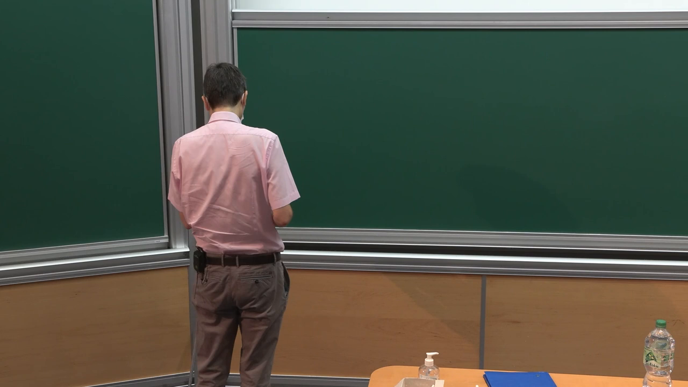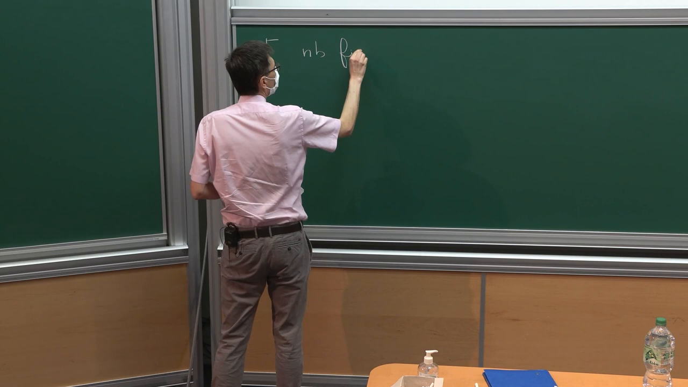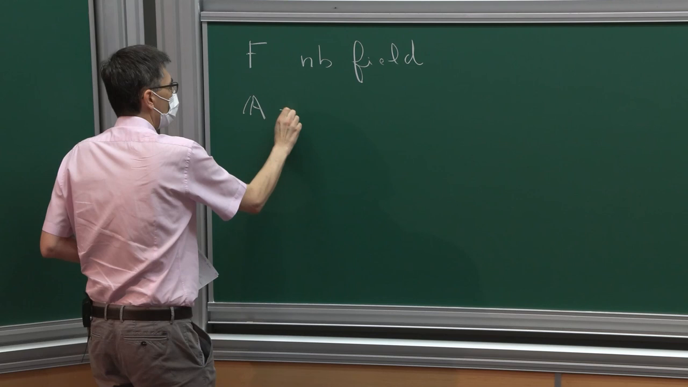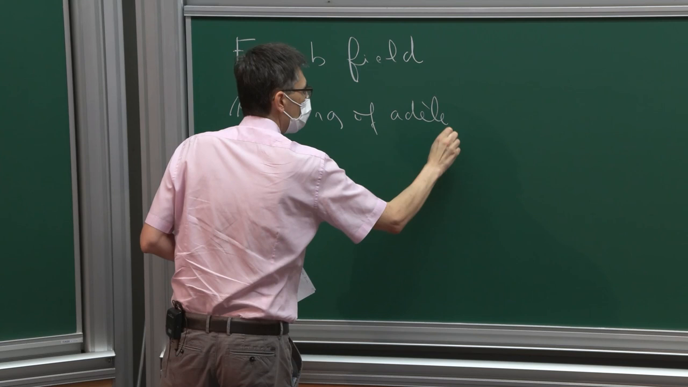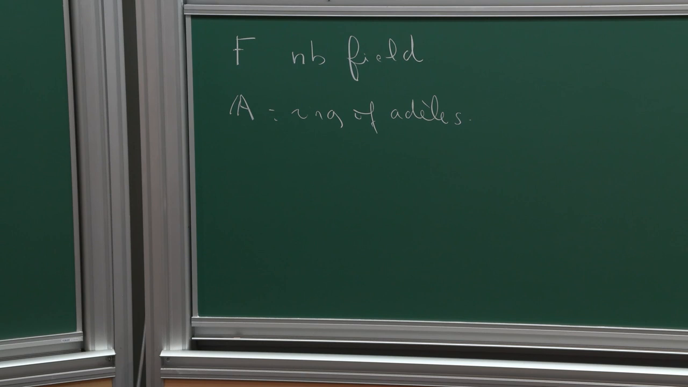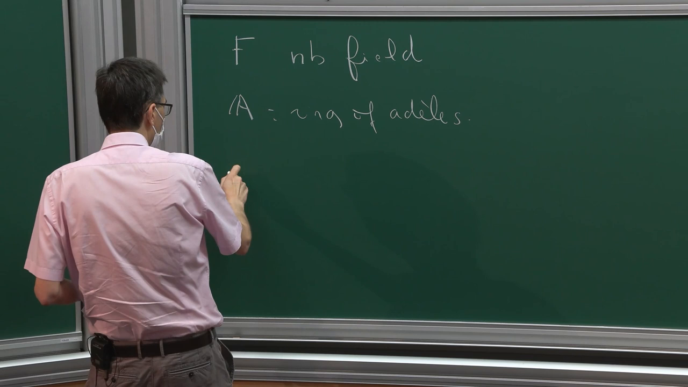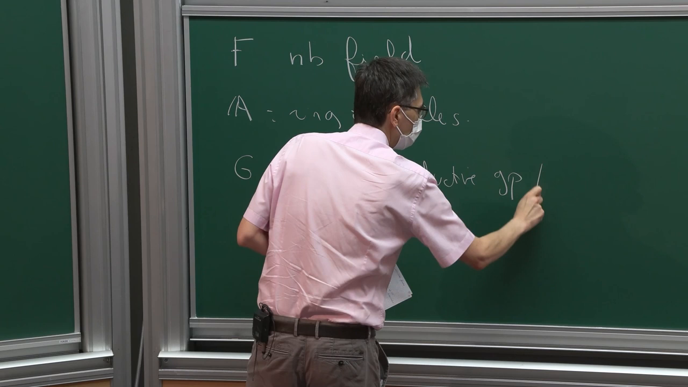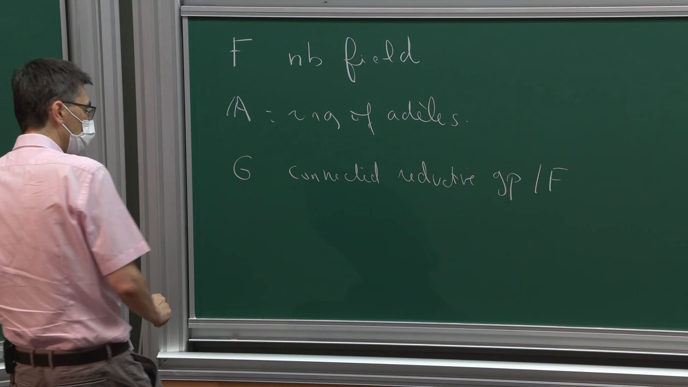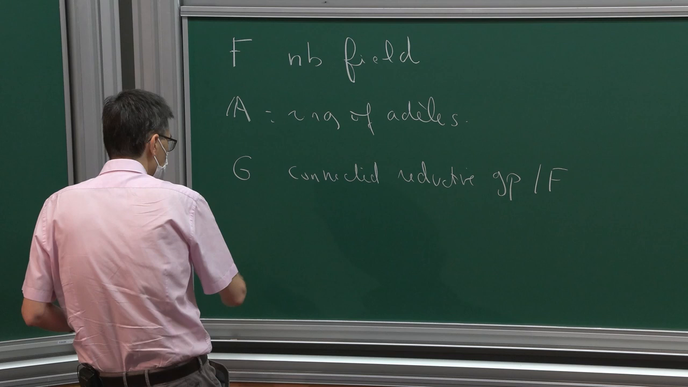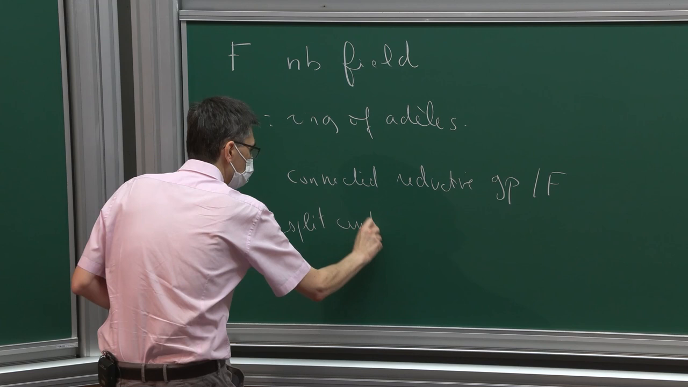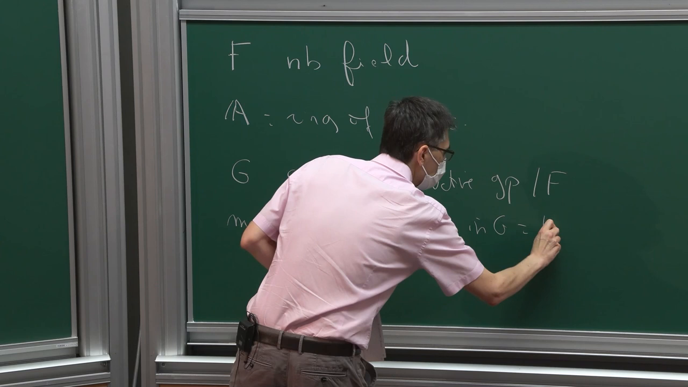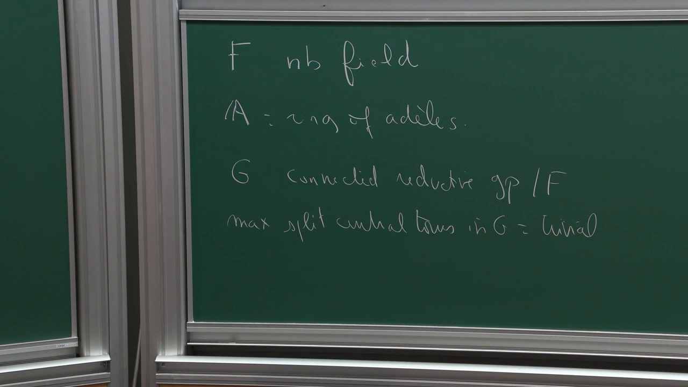So F will be a number field, and A will be the ring of adeles. You saw this ring in the case where F is Q yesterday. And I will consider G a connected reductive group over F. And for simplicity, I will assume that the center is anisotropic, that is, a maximal split central torus in G is in fact trivial. So in group theory, the centers are always a problem.